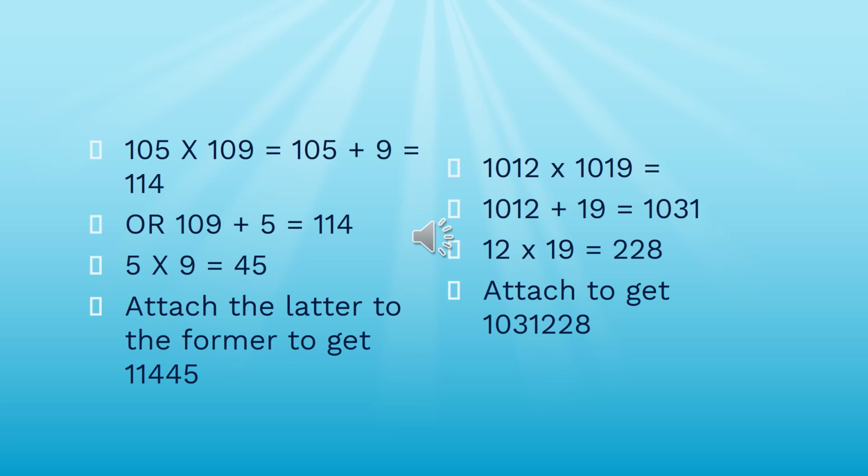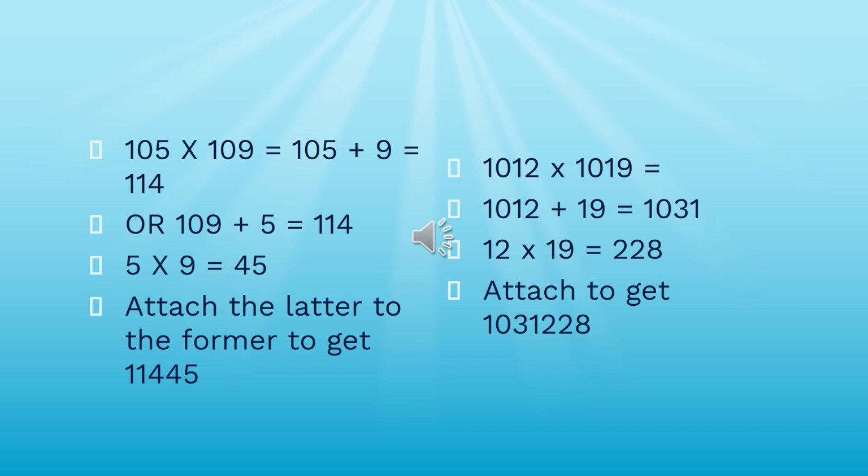Second example, we have here 1012 times 1019. 1012 is 12 away from 1000 and 1019 is 19 away from 1000. So we will take again the first factor, which is 1012, plus the distance of the second factor from 1000. So 1012 plus 19 is equal to 1031. Second step is to multiply the distances. That's 12 and 19. 12 times 19 is 228.